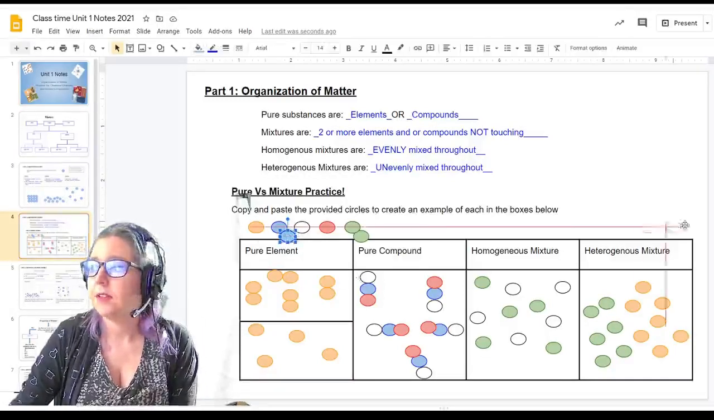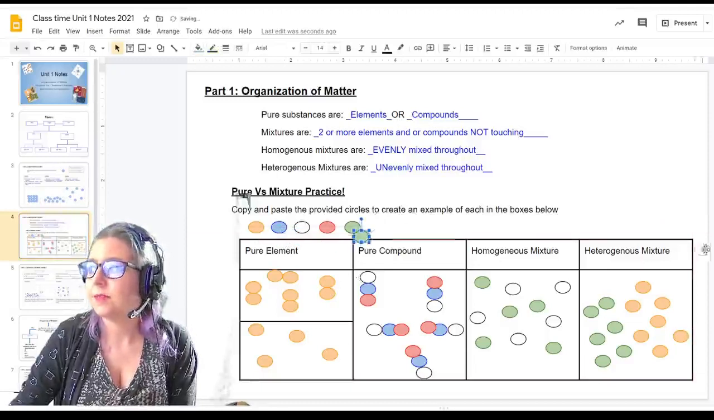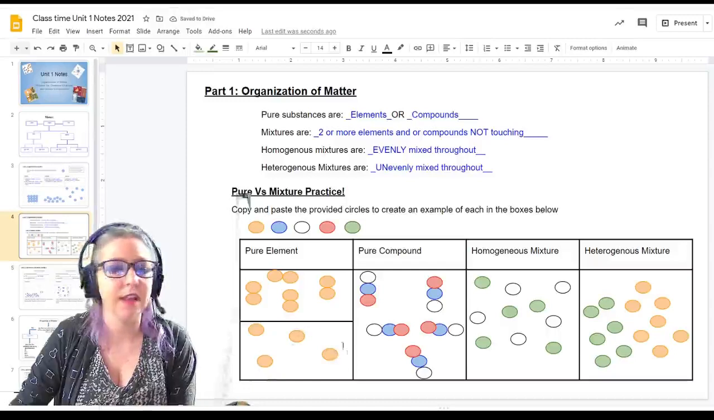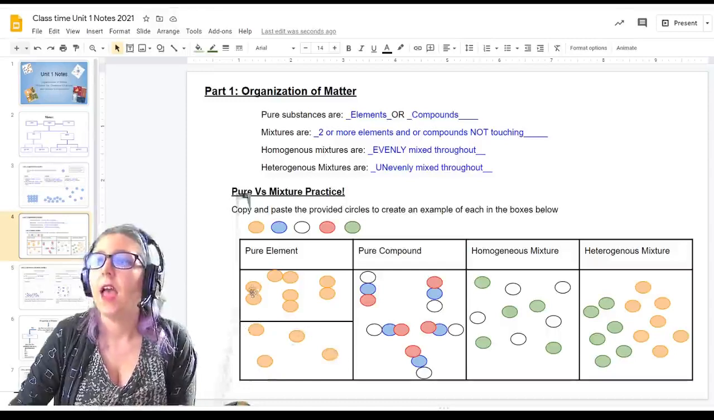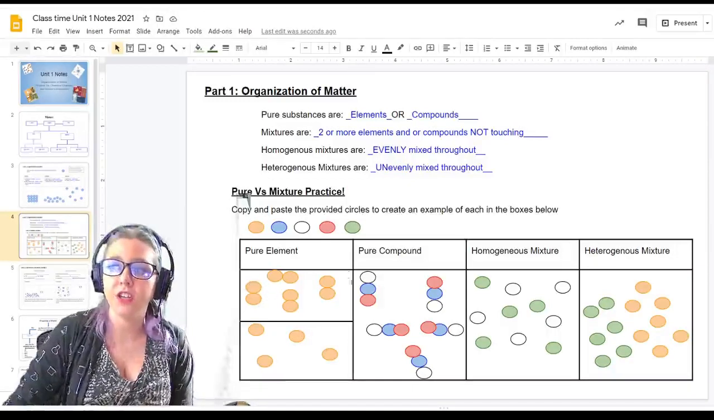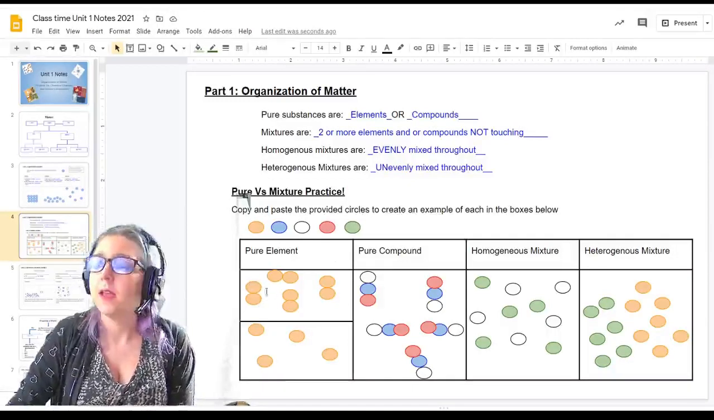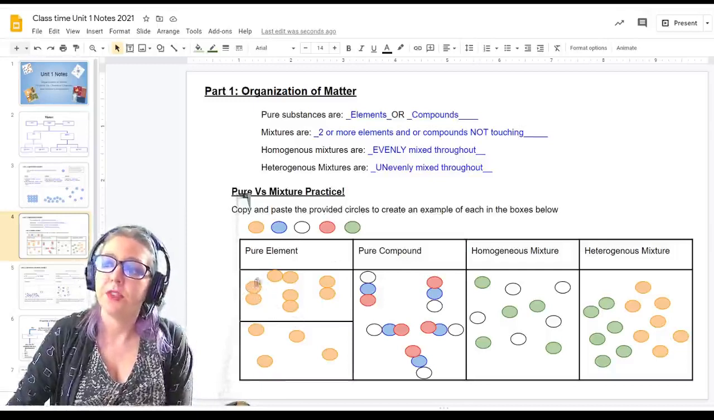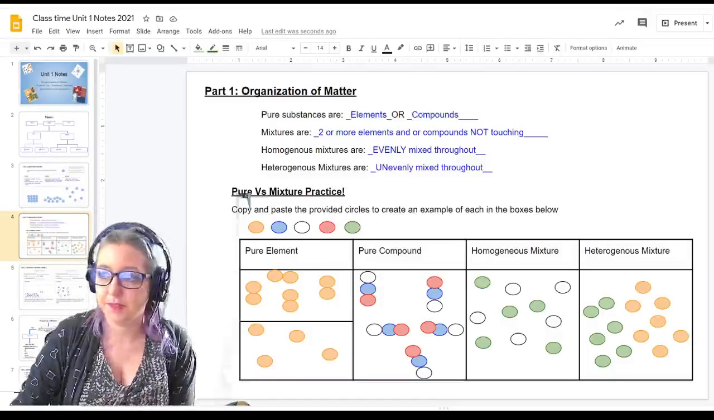Your pure elements can come in two different varieties. You can have the single elements, just the single dots, not touching anything else. And then you can also have them touching themselves. So it's orange dots only in this box, but it's orange dot bonded to orange dot. Because they're both orange dot, it is a pure element.